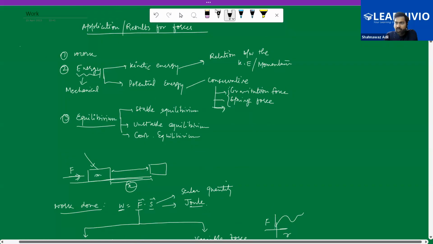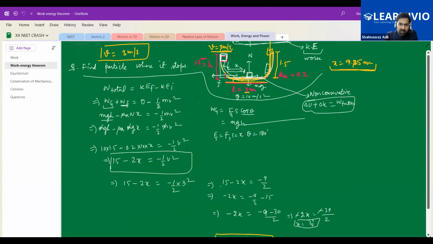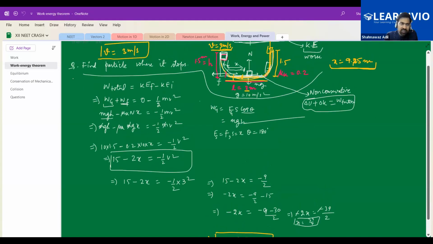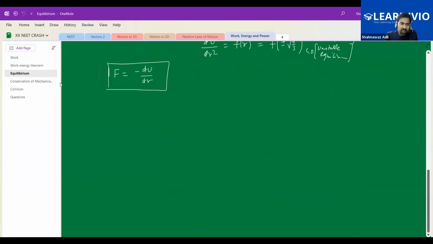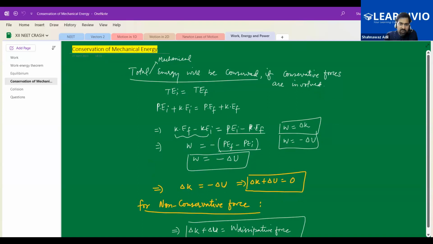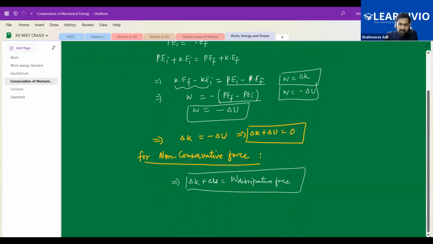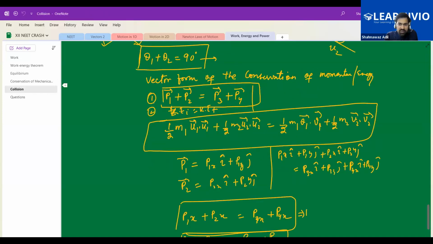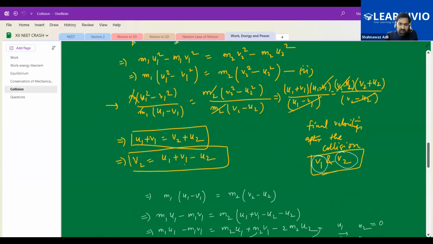And what was the other thing? Okay, work energy theorem we have also discussed. So this is the question that we'll discuss. Equilibrium we have also discussed, right? And then conservation of mechanical energy we have done. From non-conservative force we have this thing, and collision we have discussed, right? So we have discussed all these.